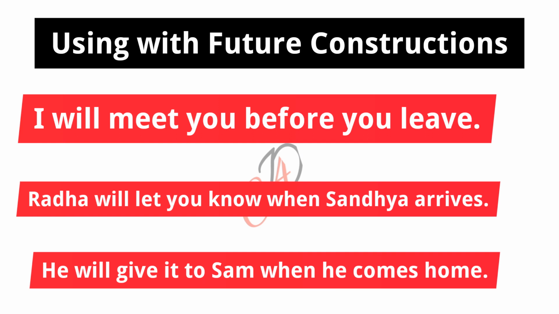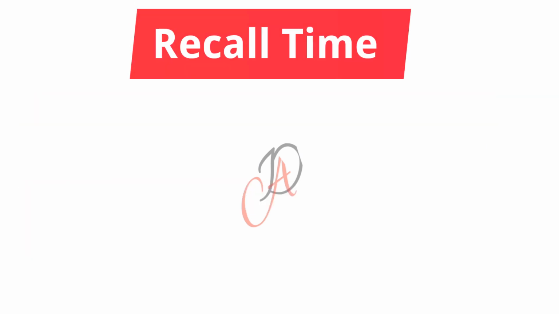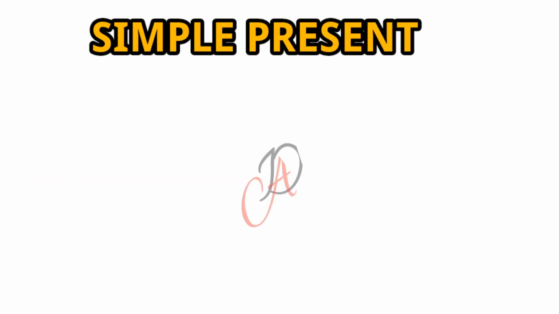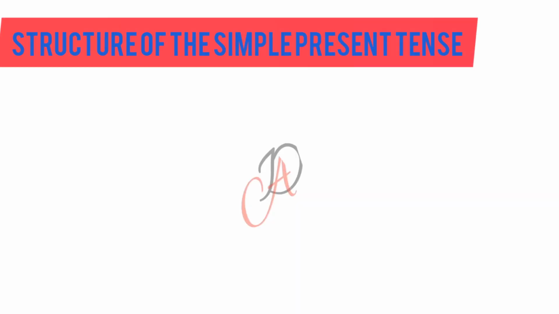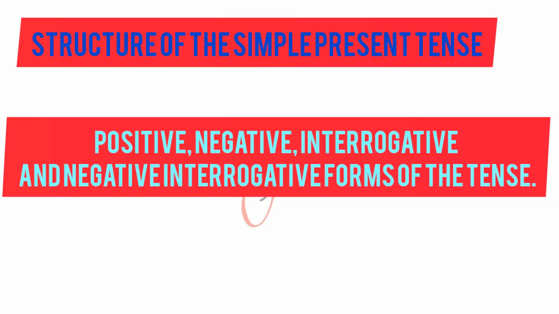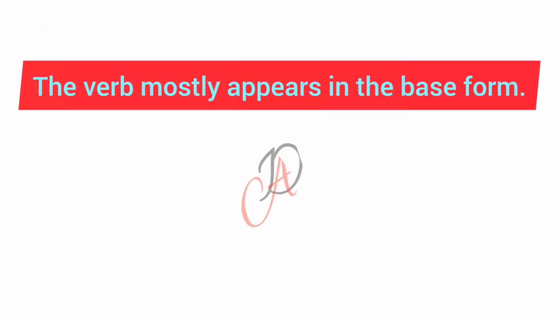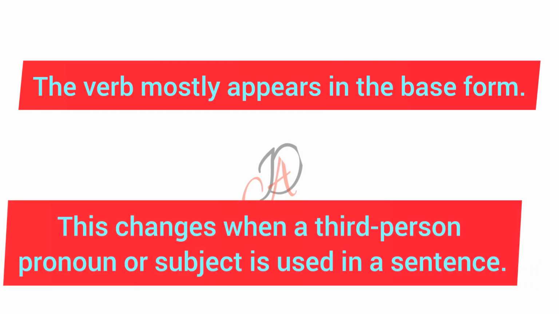Okay, guys, let's recall the things that we have discussed so far. Simple present tense or present indefinite tense is always used in a sentence to represent an action or event that takes place or just happened in the given context at the present moment. And the simple present tense can be used in four different structures: positive sentence, negative sentence, interrogative sentence, and negative interrogative sentence. And the important points to remember while using the simple present tense: the first one, the verb mostly appears in the base form. And the second one, this changes only when a third person pronoun or subject is used in a sentence.